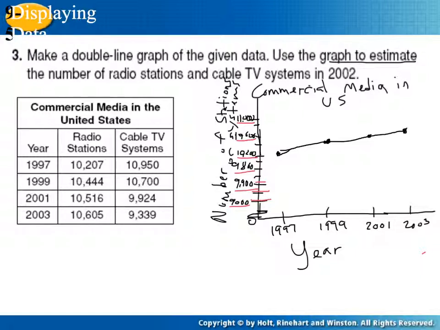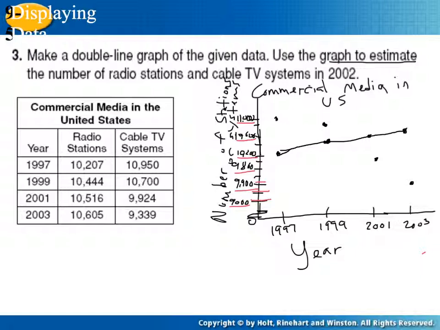I do the exact same thing for cable TV stations. 10,950. Then it started going down. 1990 was 10,700. 9,924. And 9,339.